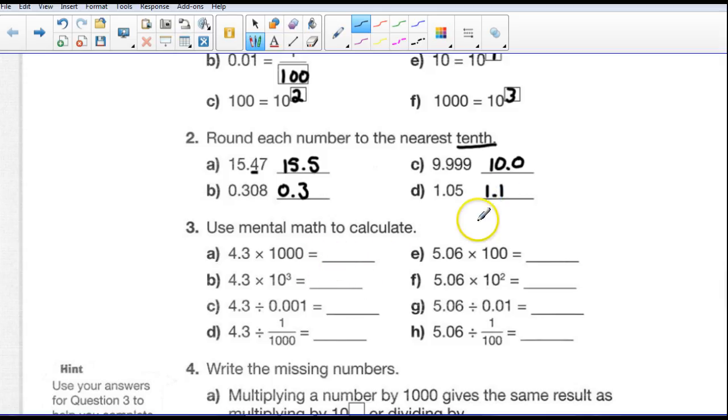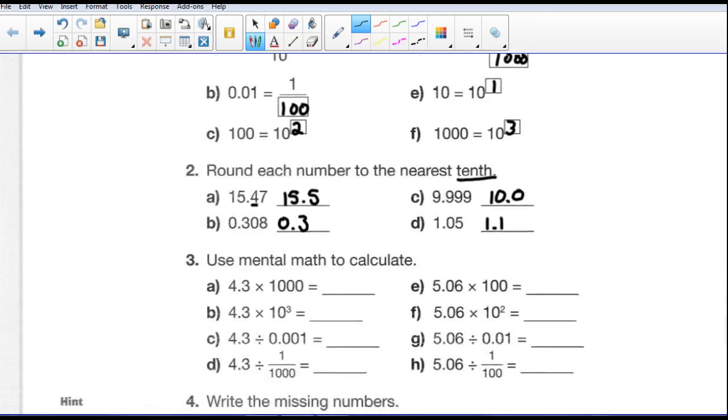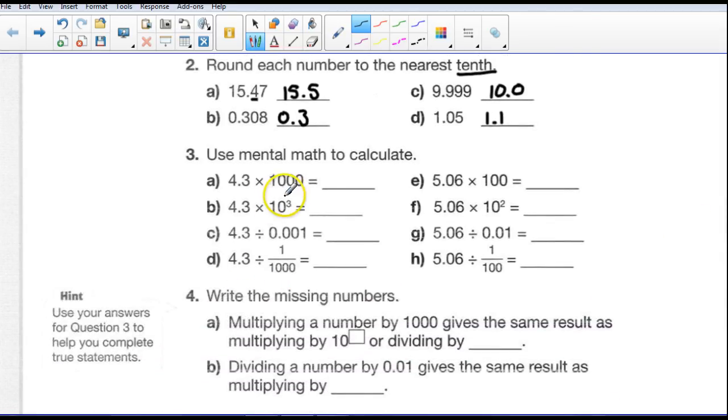It says use mental math to calculate. Okay, well, because we're multiplying by a number that has a lot of zeros in it, 4.3, all we need to do is just move the decimal point to make it bigger by 3 spaces. Okay, so this will be a 4, and then it'll be a 3, and we'll move the decimal point 3 spaces. 1, 2, 3, and we have those 2 little spaces, we put zeros in there, so this will be 4,300. We don't even need to use our calculator for that. 4.3 times 10 cubed. Well, you notice that 10 cubed is the exact same number as 1,000, so this is still the same number, 4,300.